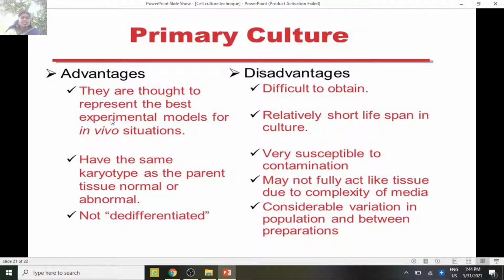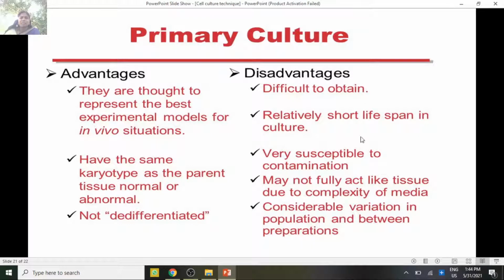What are the advantages and disadvantages of primary cell culture? Advantages: they are thought to represent the best experimental models for in vivo situations, that is, these cells obtained from the organism can represent the best model. They have the same karyotype as the parent tissue, normal and abnormal, and they are not de-differentiated. Now the disadvantages of primary cell culture.